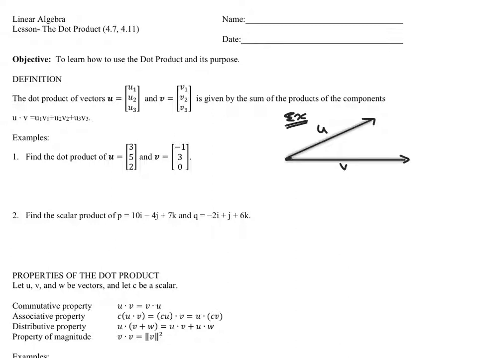So then the question would become, if I am the person pulling in the direction of v, and I wanted to have, let's say, 40 pounds of total force moving in that direction, how much force do I need to contribute? How much force does u need to contribute?